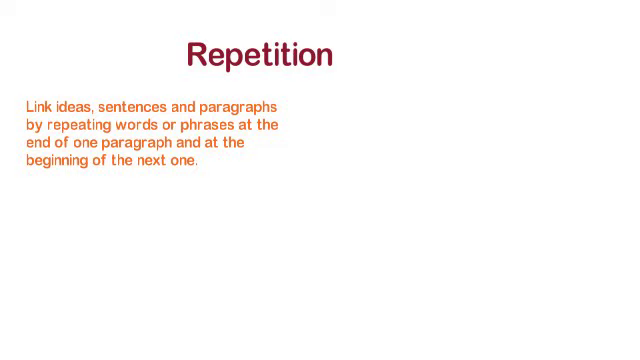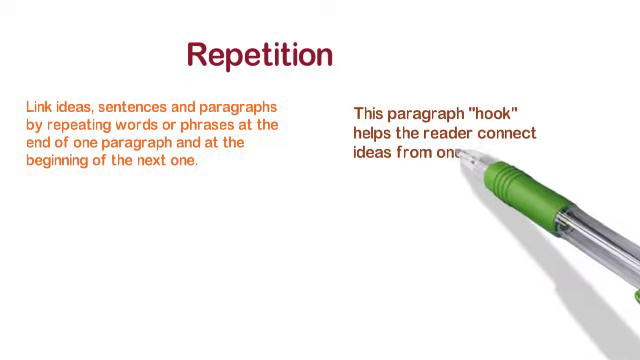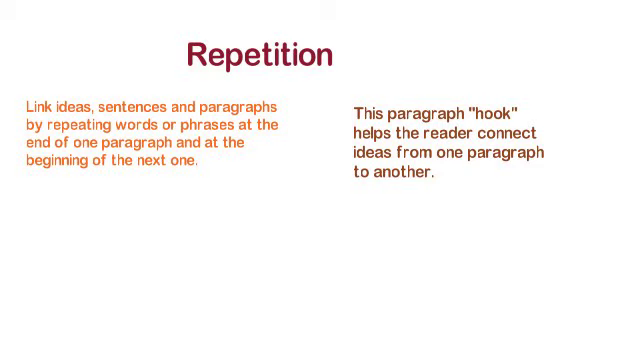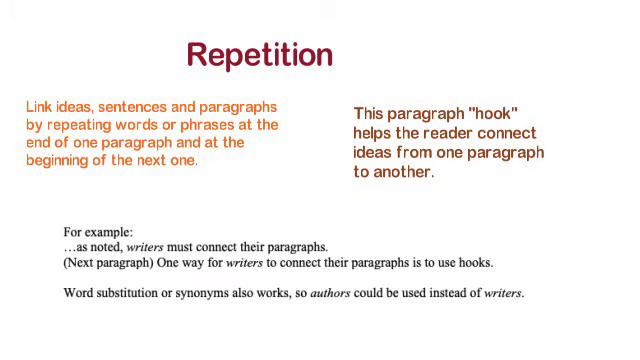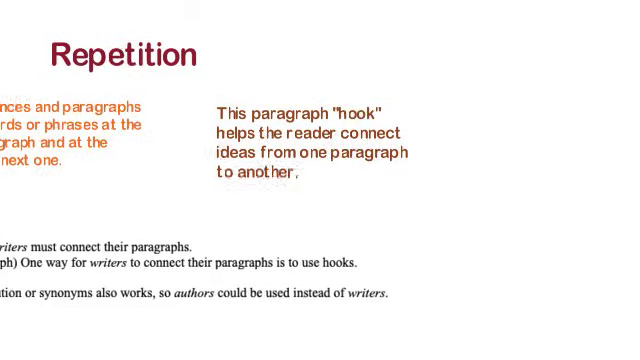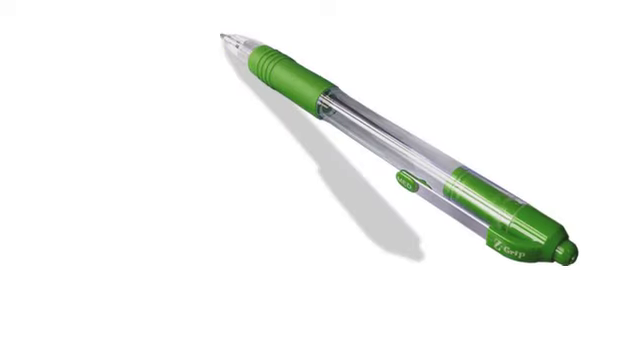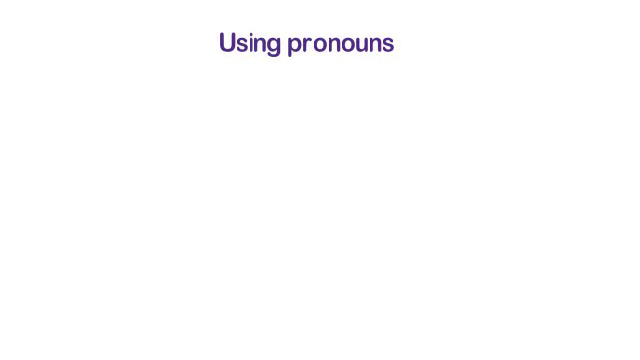Another device for creating coherence is repetition. And this is where you link ideas, sentences, and paragraphs by repeating words and phrases at the end of one paragraph and at the beginning of another. This is known as a hook, and it helps the reader connect between paragraphs. So at the end of one paragraph, you might say, as noted, writers must connect their paragraphs. And in the next paragraph, you begin, one way for writers to connect their paragraphs is to use hooks. So even just using the word writers or authors is a connecting device.